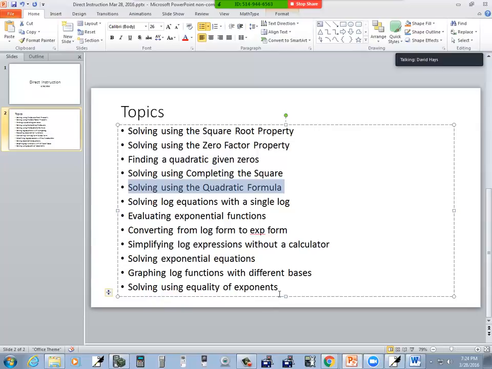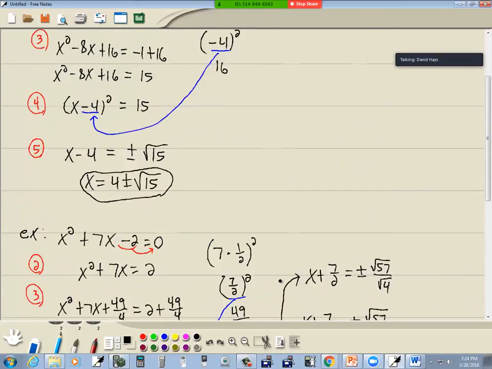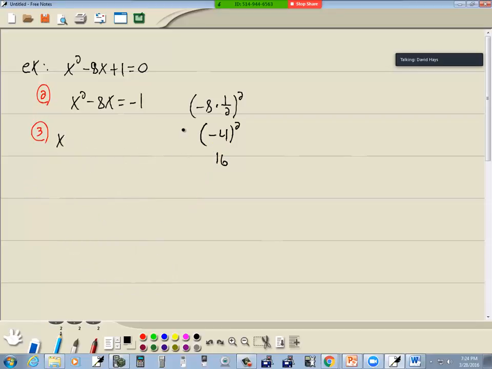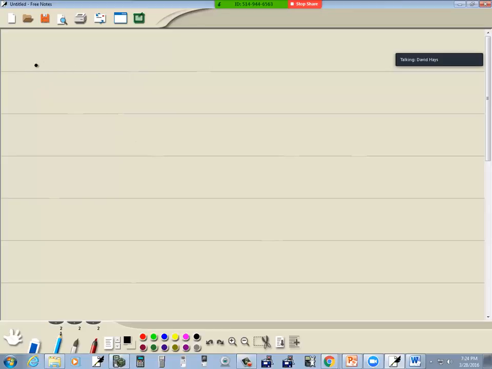Now let's take a look at solving using the quadratic formula. And then we'll talk about the different simplified forms. Usually I always show one example of the quadratic formula, but then I'll talk about all the different simplifying techniques, because that's usually the challenging part.